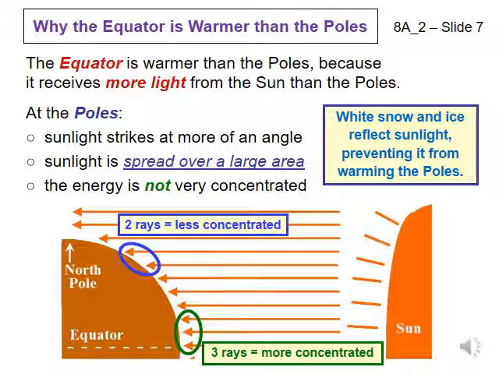Get a flashlight. Hold your hand flat with your fingers pointing towards the ceiling. Hold the flashlight horizontal and shine it on your hand. Now, tilt your palm upwards towards the ceiling. What happens to the circle of light on your hand? You can see how sunlight is spread out at the poles because it strikes the surface at an angle.